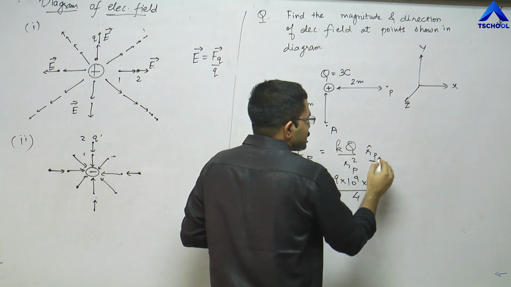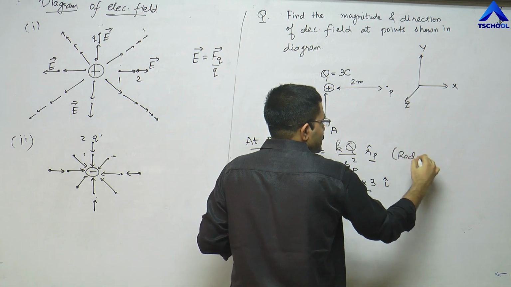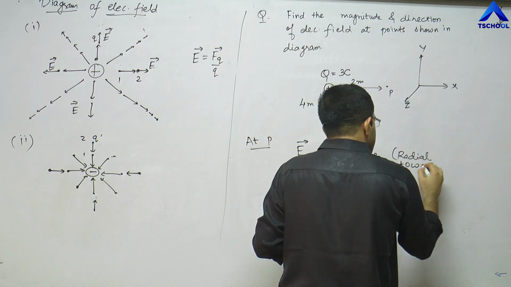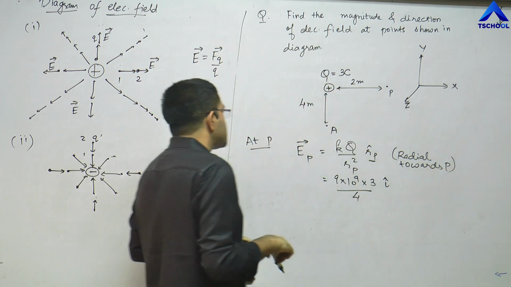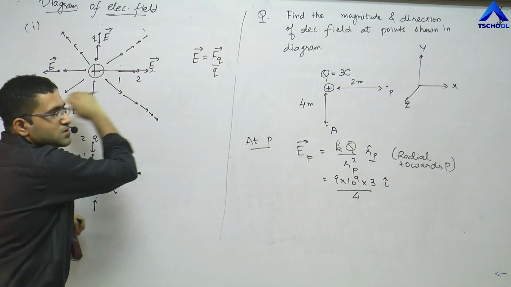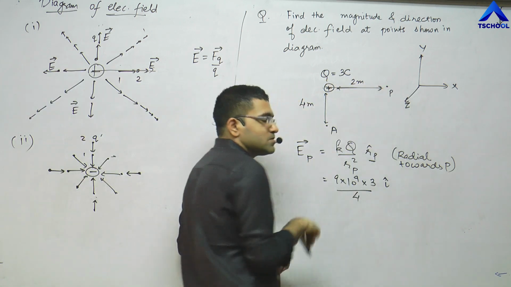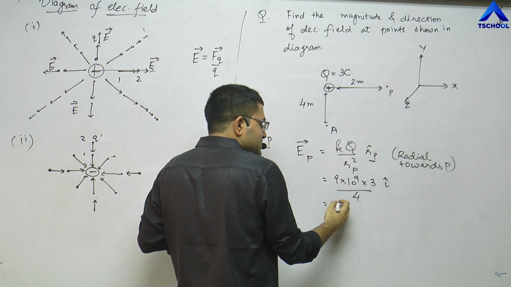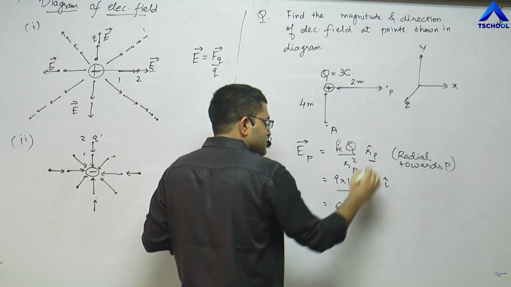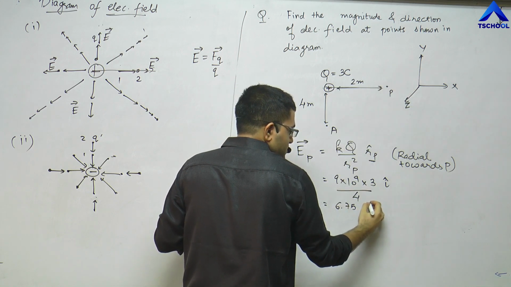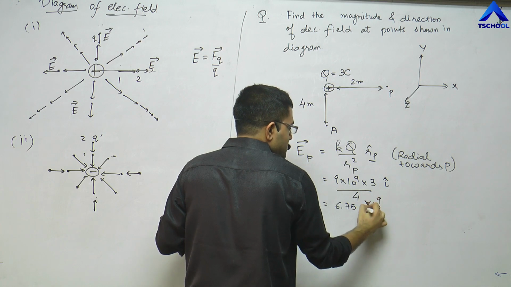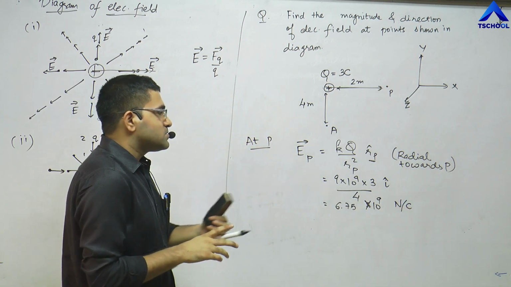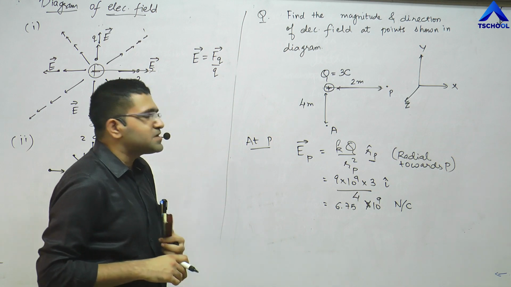Again, RP hat means the radial unit vector towards P, right? So radial towards P means going from the center towards the point P, so from here to here. Finally this is going to be 27 by 4, so that is 6.75 into 10 raised to 9 Newton per coulomb. Don't forget the unit. So this is the electric field intensity at the point P.